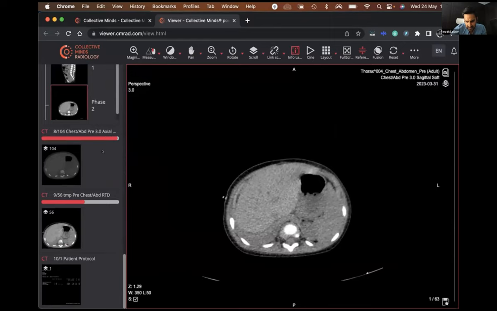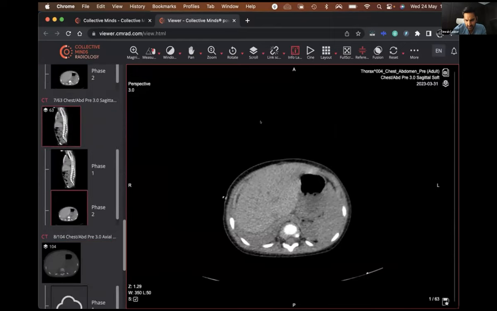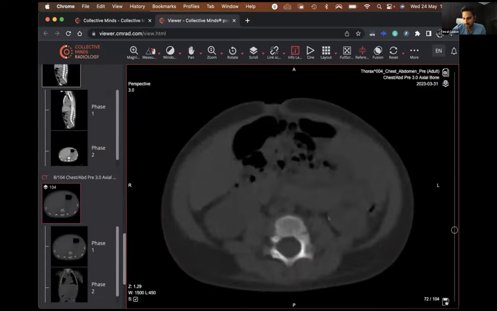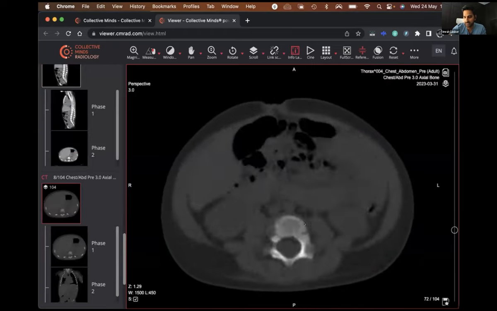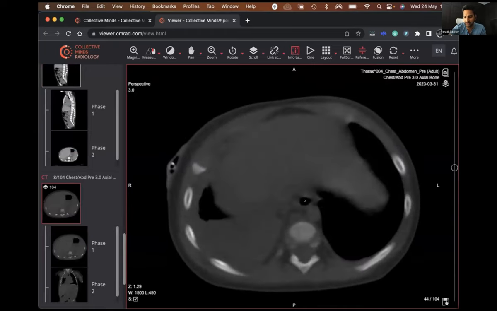It says phase, doesn't it? Phase one, phase two. Let's have a look. No, that's just a single image. Okay, let's look at that one. No, it doesn't look like it, but on this bone window, you can see that this is very much a young patient. You can see all the growth plates sitting here as well. And you've got the abdomen and pelvis on this image as well.